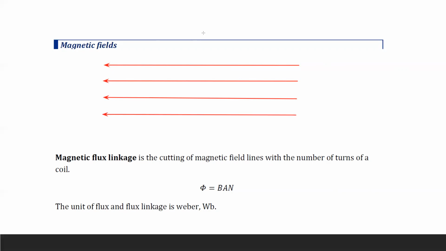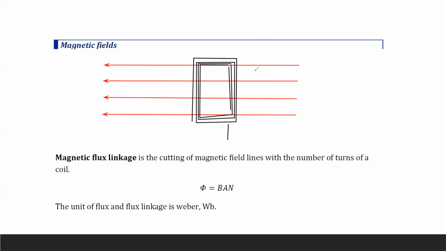and instead of having a wire with a specific area, you have n turns, like a loop. It can be a rectangular wire or a circular wire, but a loop. Like this is one loop, then this is a second loop, third loop, and so on. So in this case, what we call magnetic flux linkage.